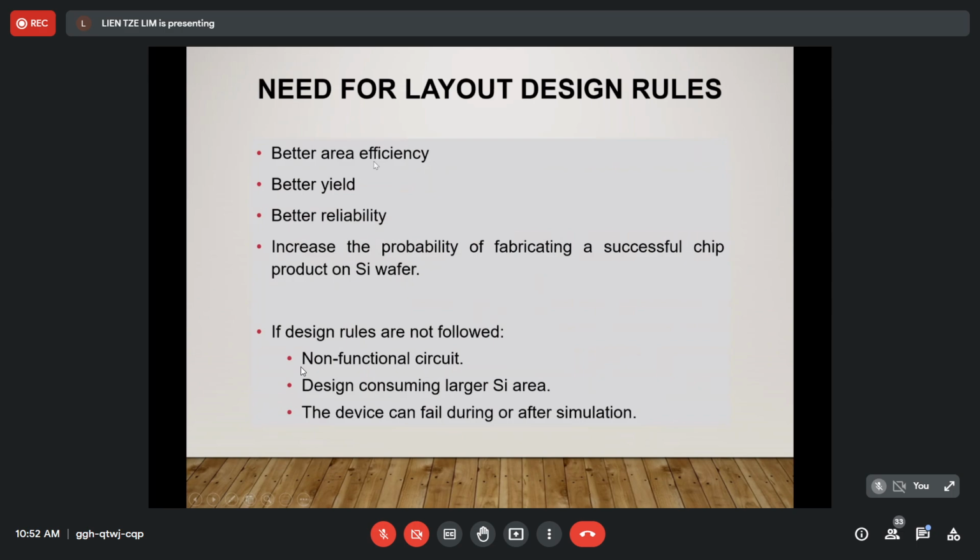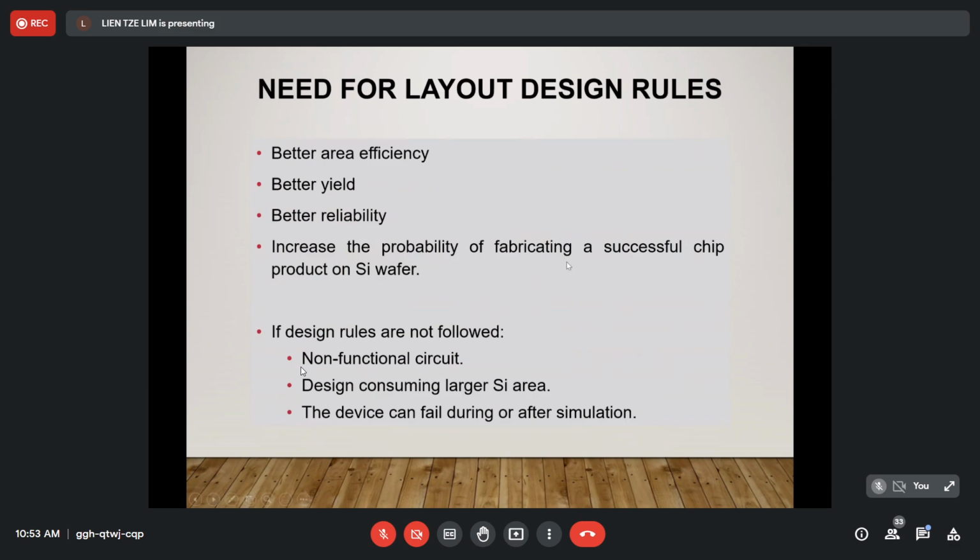Okay, so all these we have to do the measurement. The measurement is based on the layout design rules. The layout design rules can help to achieve better area efficiency, and also better yield and better reliability, and increase the probability of fabricating a successful chip product on silicon wafer.